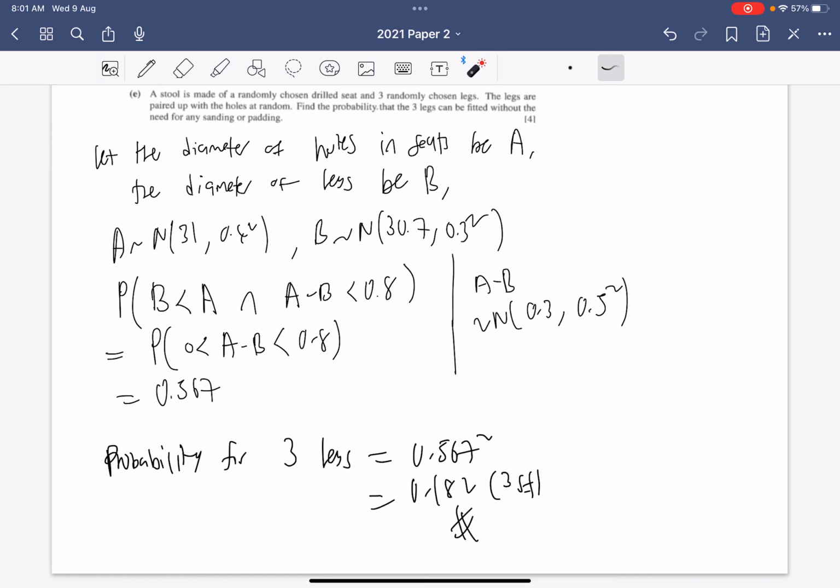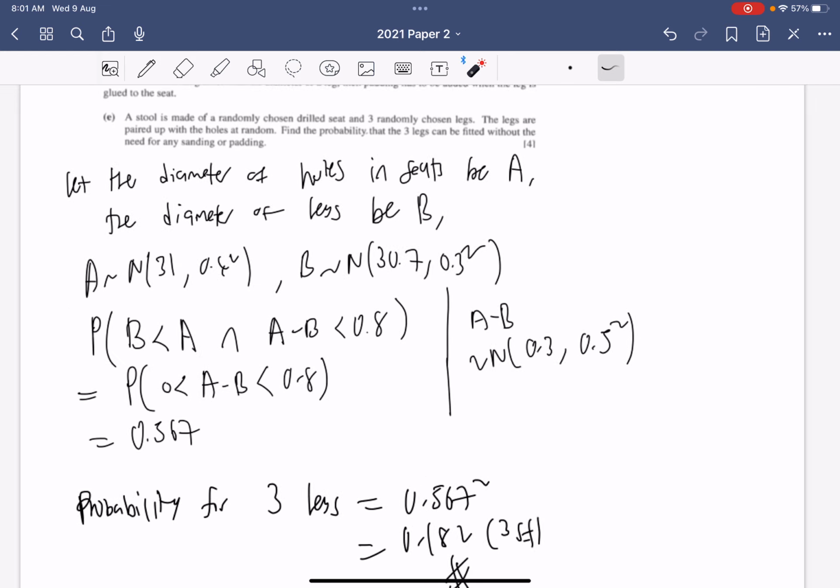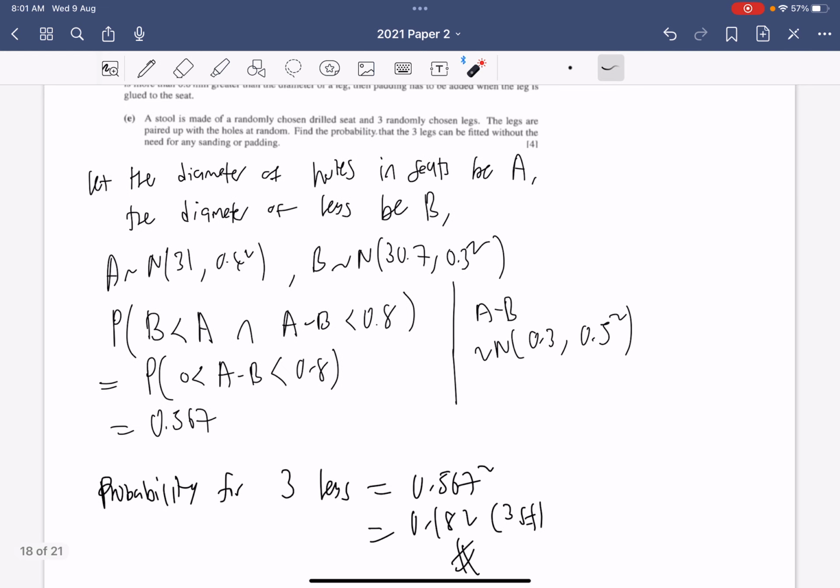So now the probability for 3 legs is this following answer. So you just take 0.567 and you cube it.